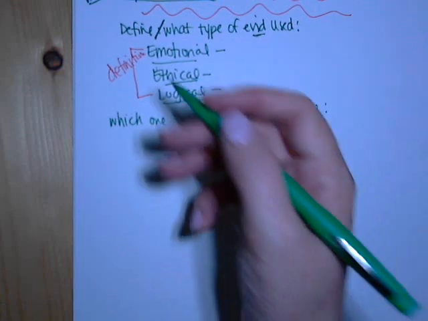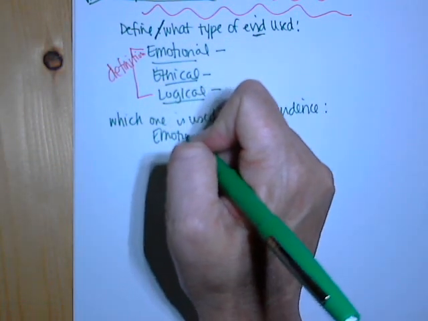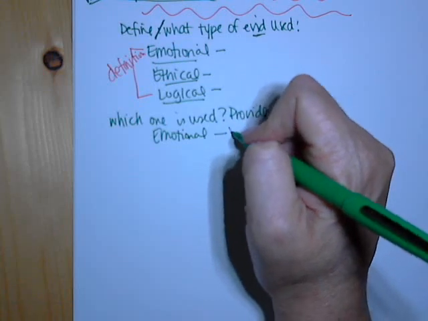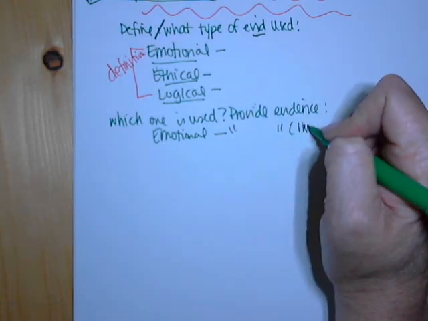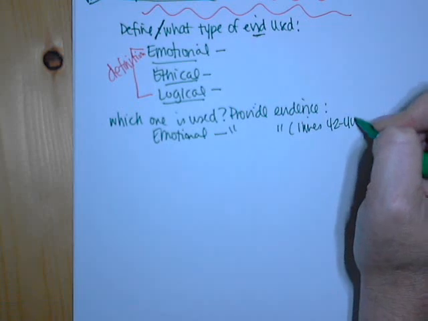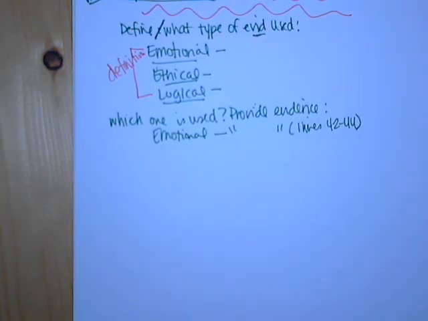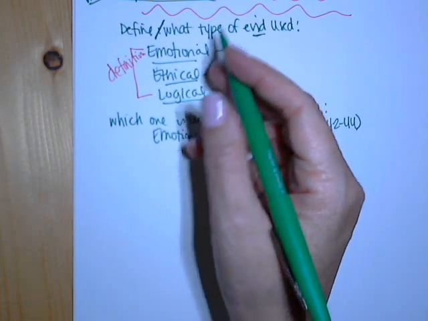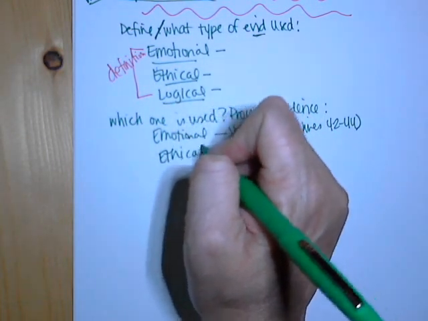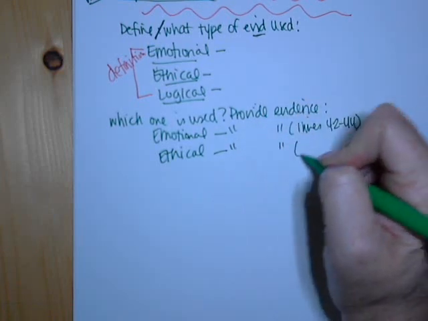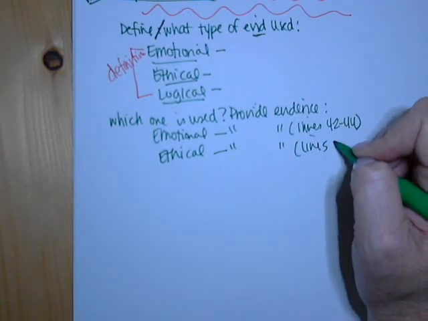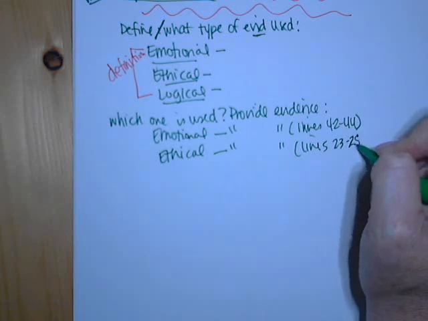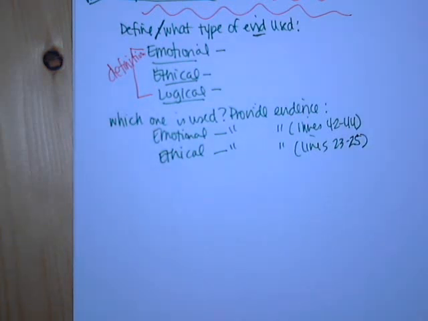So let's say I would say emotional. And then I would give a quote, and I would say lines 42 through 44. Right? And then I would say ethical. Then I'd give a quote, and then I would say lines 23 through 25. Whatever it is, right? Does that make sense so far? Do y'all see my thought process?